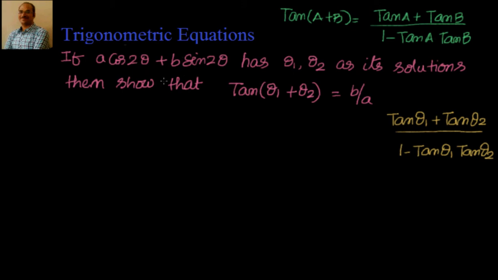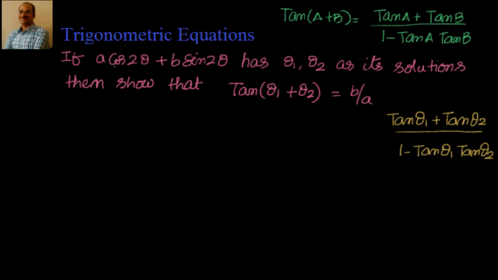If this equation is converted into tans, then once we get this, we'll simply substitute in this formula and we will get b by a. Okay, let's go ahead. Now, first step, we understood that I have to prove something in tan. That means I have to convert this into tan.